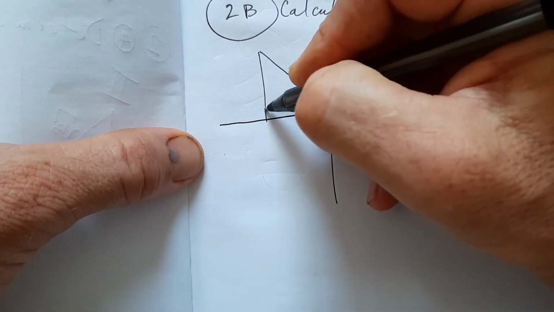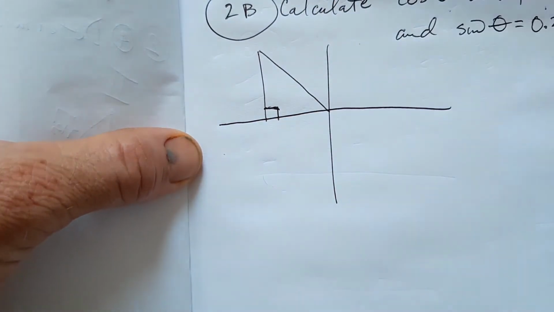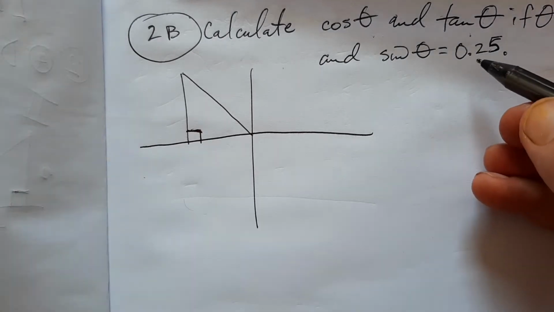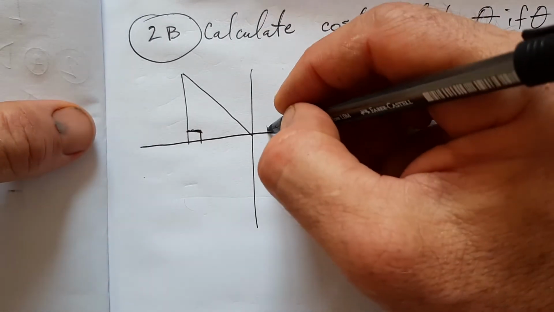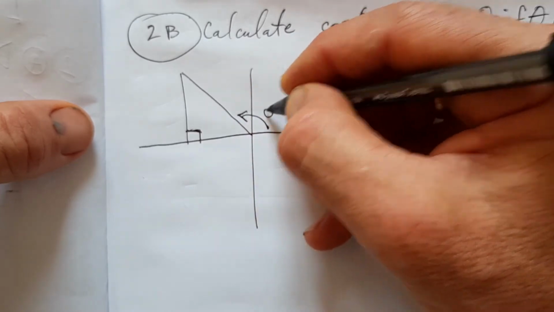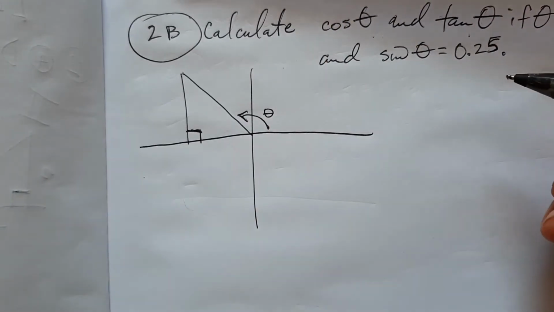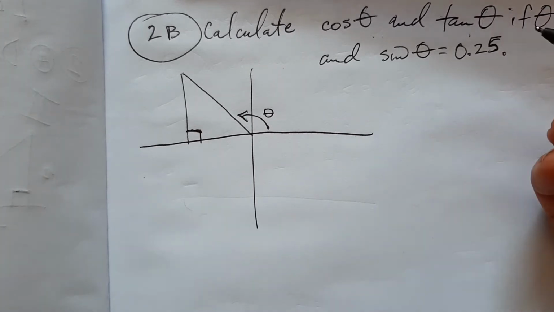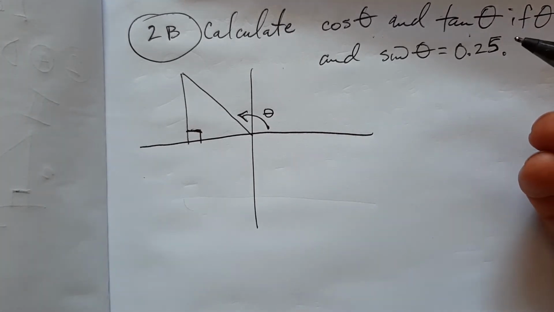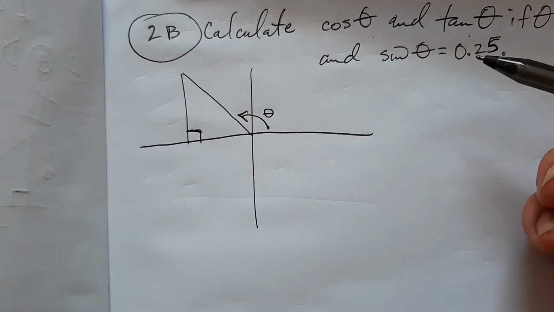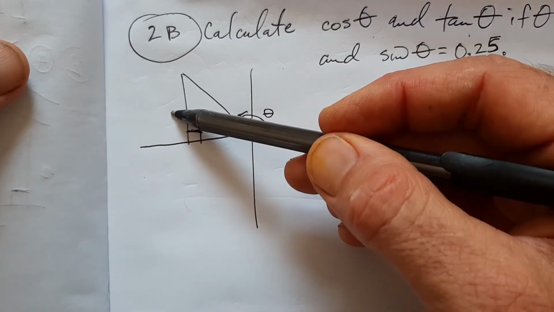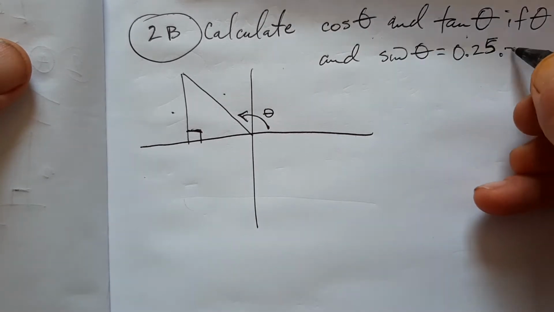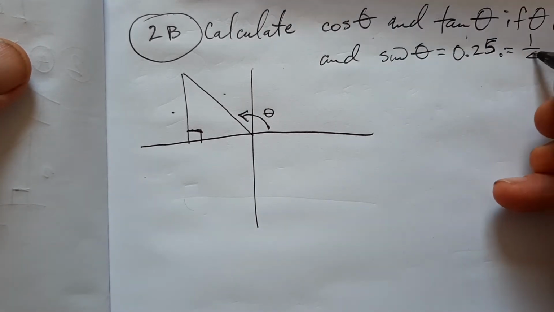And I'll just sketch myself a little right triangle here. Let's go with what they gave us. I'll work the easy way first. I got my theta here, and it doesn't tell us to get theta. It just tells us to find cosine and tangent, knowing this is the sine. So what does sine mean? Use our definition of sine. It's 0.25. You can either put 0.25 opposite and 1 here, or you know that 0.25 is 1 over 4.